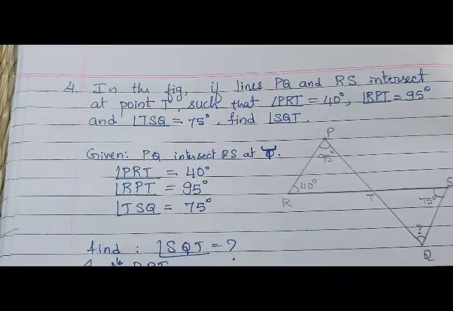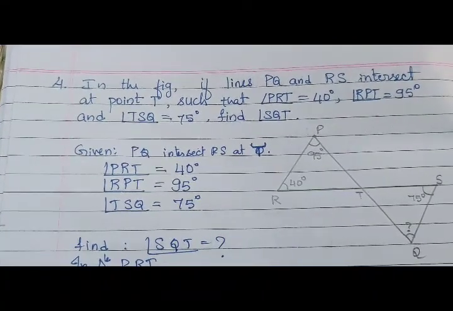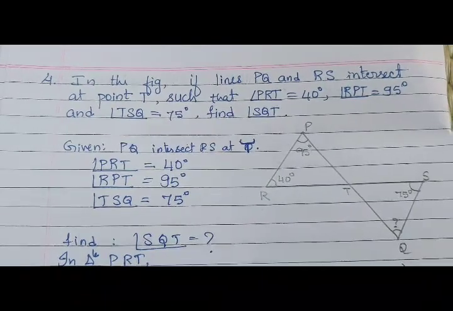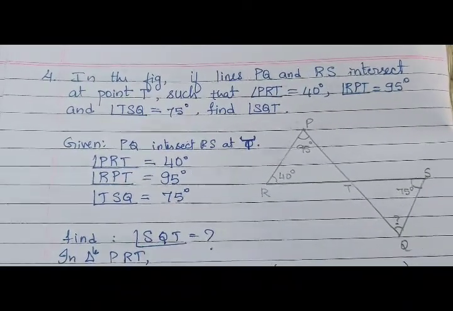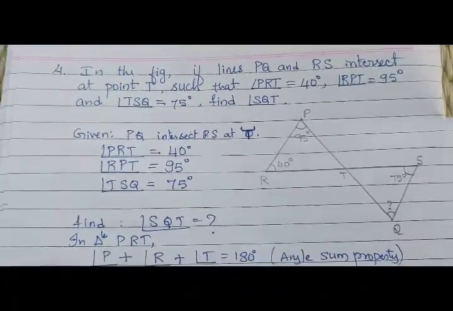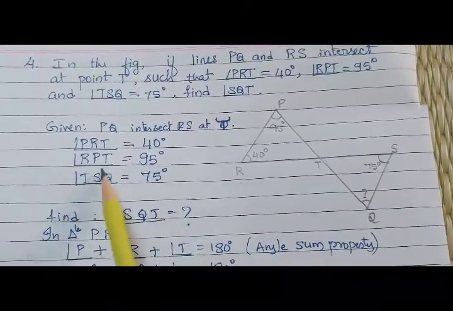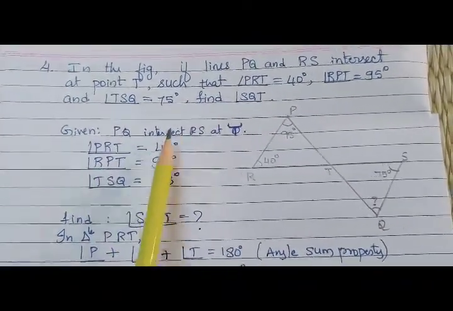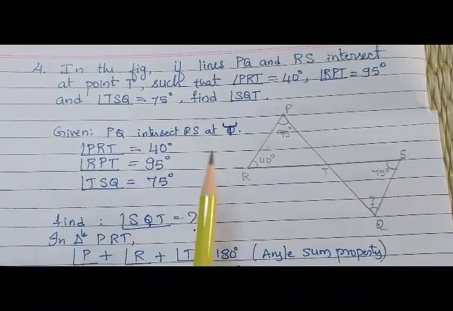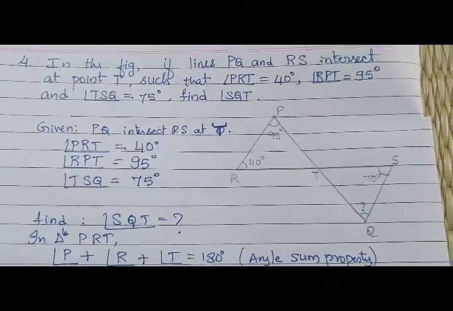In the figure, if lines PQ and RS intersect at point T such that angle PRT is equal to 40 degrees, RPT is equal to 95 degrees and TSQ is equal to 75 degrees, find angle SQT. Look at the figure, draw it first. PQ intersects RS at T. Angle PRT is 40, RPT is 95, TSQ is 75 degrees.